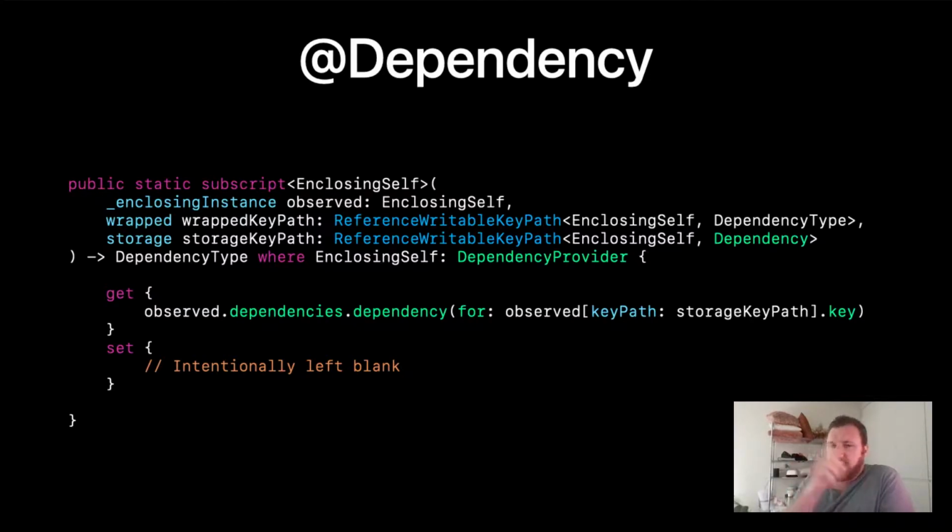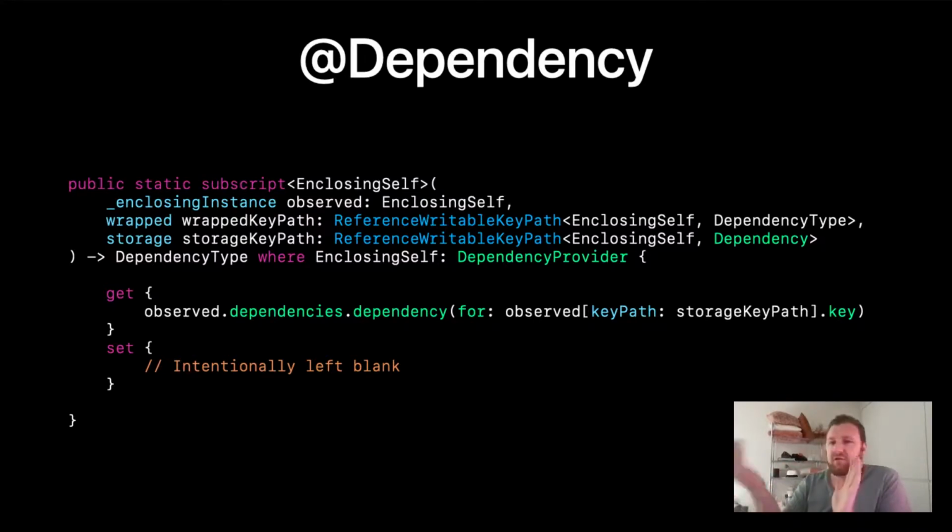So let's assume that, going back to our tester example, this is called on dependency. The first parameter observed is an instance of tester. The first key path, the wrapped key path, would be, so let's say we're talking about file manager, \.fileManager.wrappedValue, _fileManager.wrappedValue, and so on. And then the storage key path will be \._fileManager.